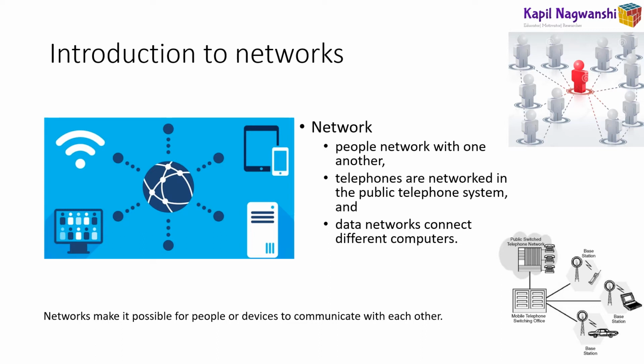Telephones are networked in public telephone system. How are telephones networked in the public telephone network? If you want to call a particular person in this country or some other country, or this place or some other place, you can use the telephonic network through which you can communicate with the other person. Data network connects different computers. This is the example of data network which connects two or more different computers. Networks make it possible for people or devices to communicate with each other. This is a very important thing.